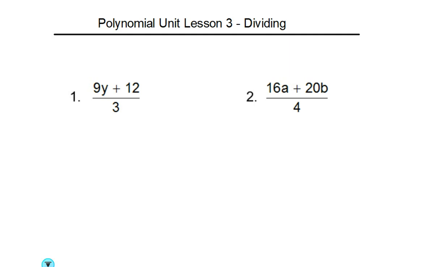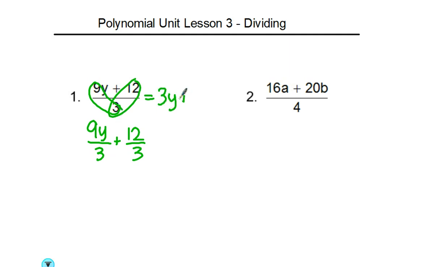So dividing with some polynomial terms here. Again, like terms play together. So we could break this apart into 9y over 3 plus 12 over 3. Essentially what we're doing is we're just simplifying these fractions. So 9 divided by 3 is 3y, and 12 divided by 3 is a positive 4. So again, you can see that here, 9 divided by 3 is 3y plus 12 divided by 3, which is 4. So we get that.